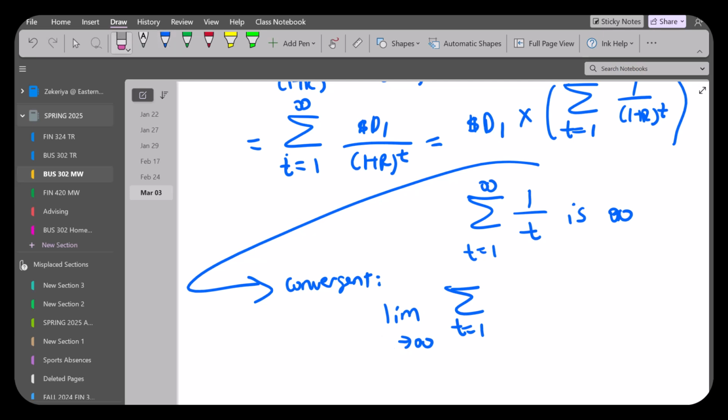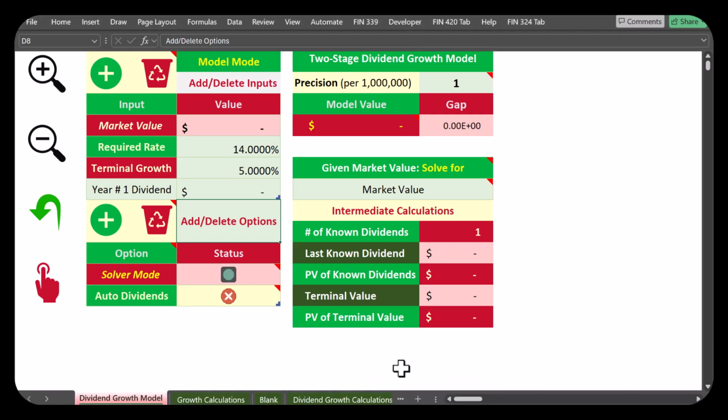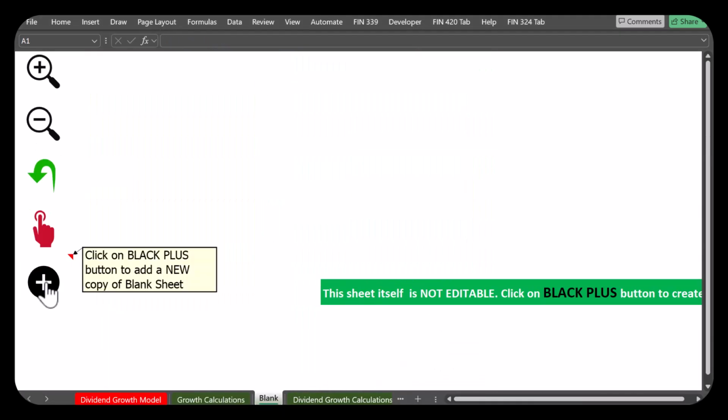Or as cap T goes to infinity, the sum is equal to 1 over R. Okay, we can actually see that ourselves. Let me go to Excel and let me do a blank sheet.